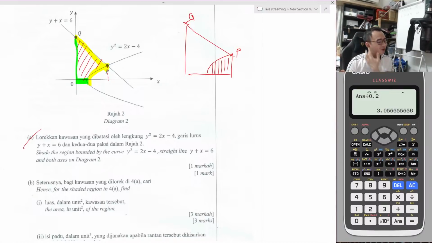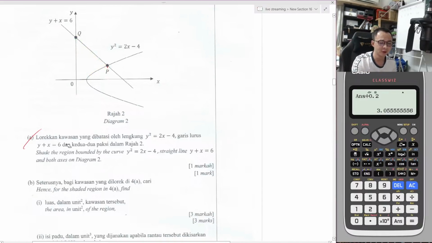So I need to find all the intersection points, P, Q, and the x-intercept. Let's find them one by one. First, the x-intercept: we make y equals 0. So 0 equals 2x minus 4, so x equals 2. This one is quite easy. This coordinate is 2.